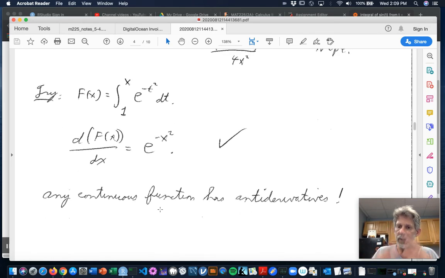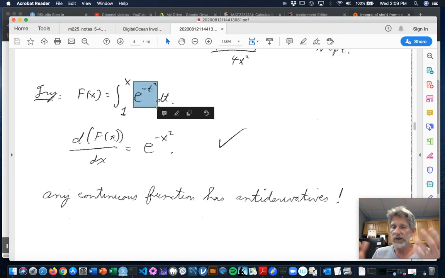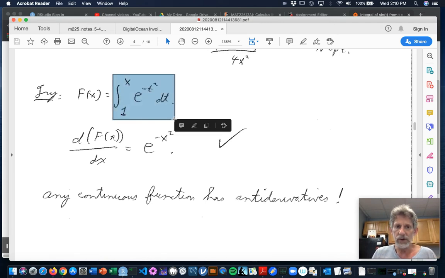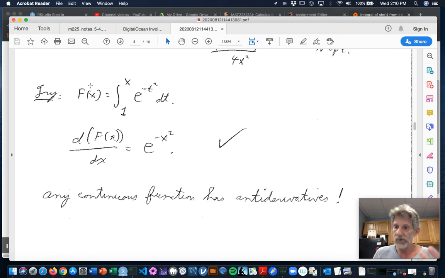Any function that you could use as the integrand for an area under the curve function would have antiderivatives. And the integral is guaranteed to exist if the function's continuous. So e to the minus t squared is a continuous function, these integrals will exist, so these antiderivatives will exist. Any continuous function has antiderivatives, whether you can find them with a formula or not.